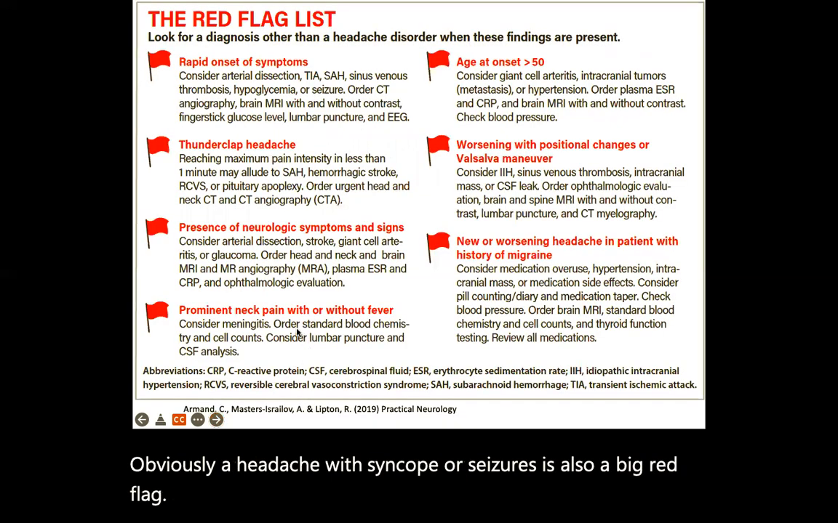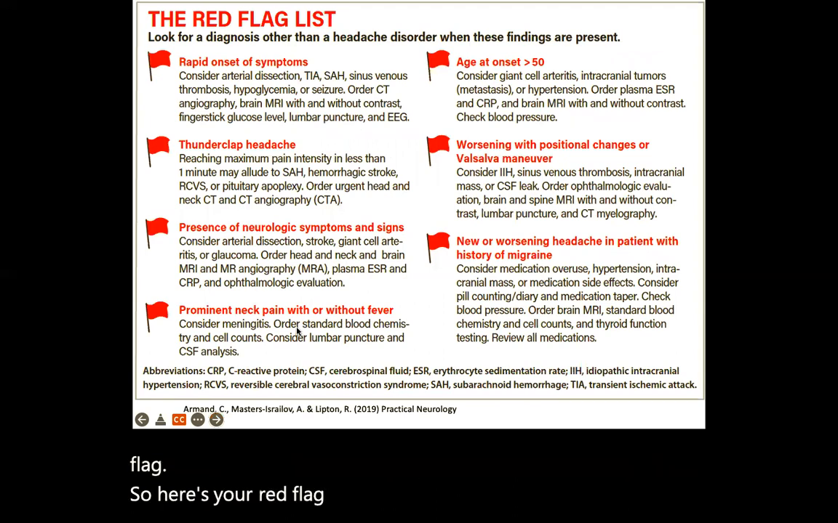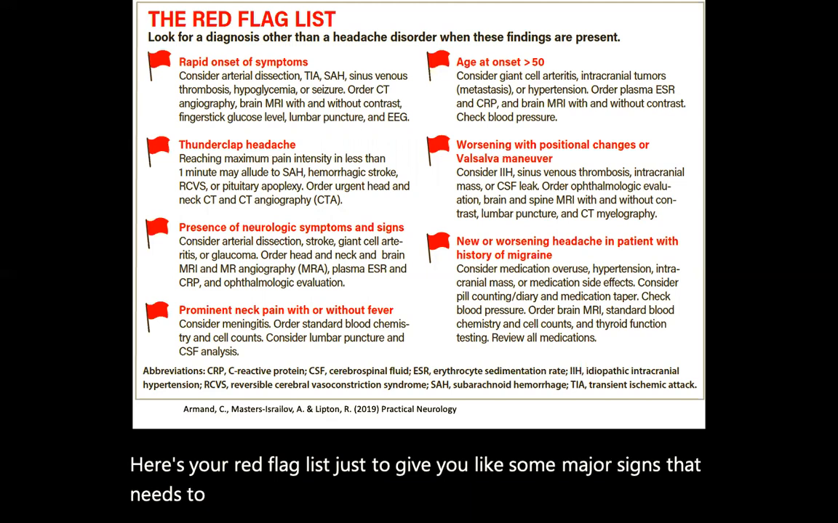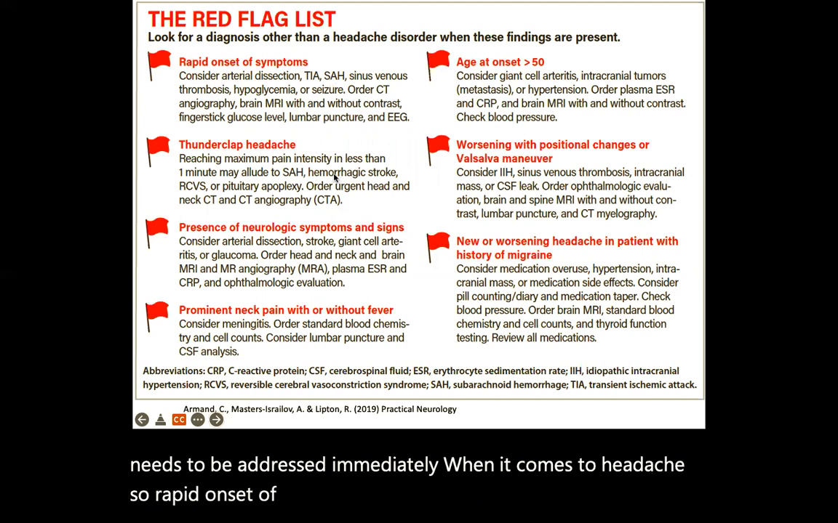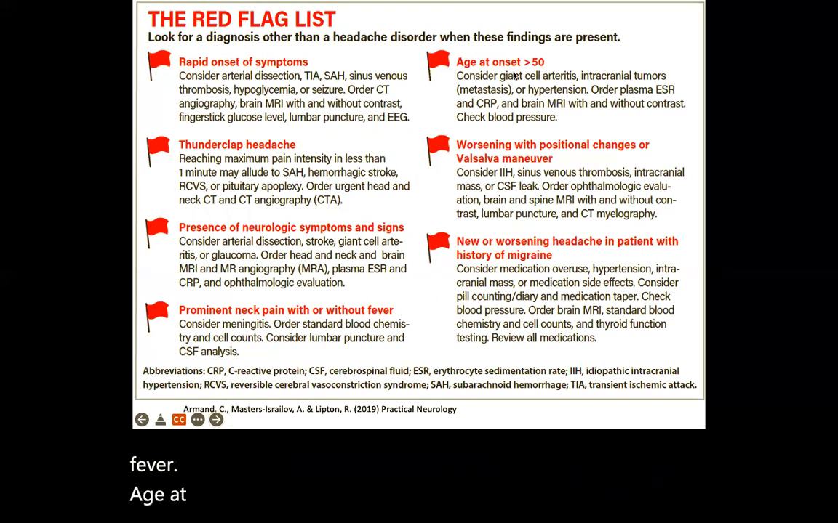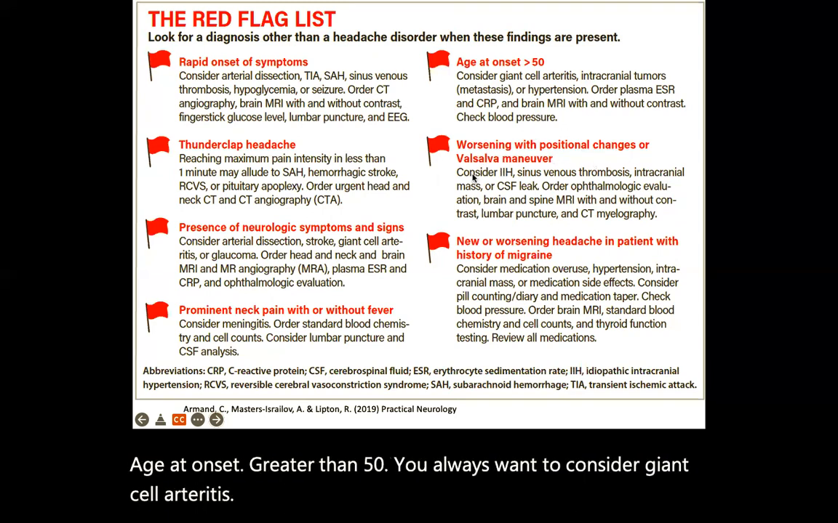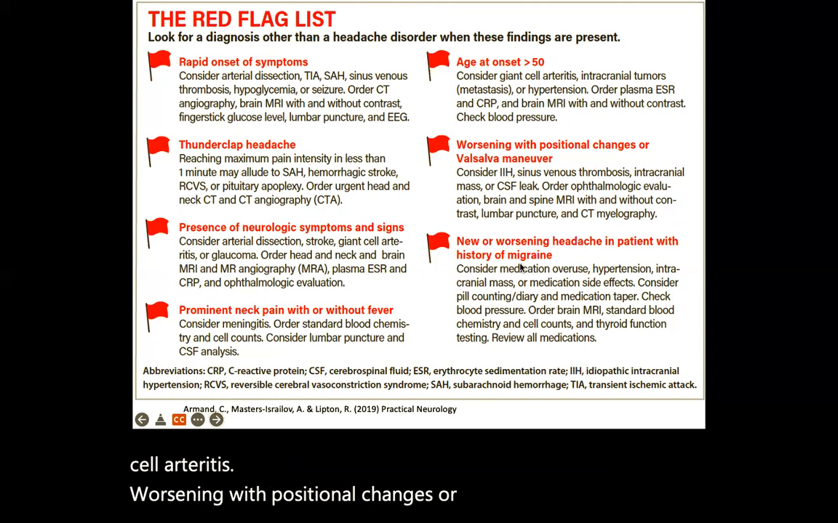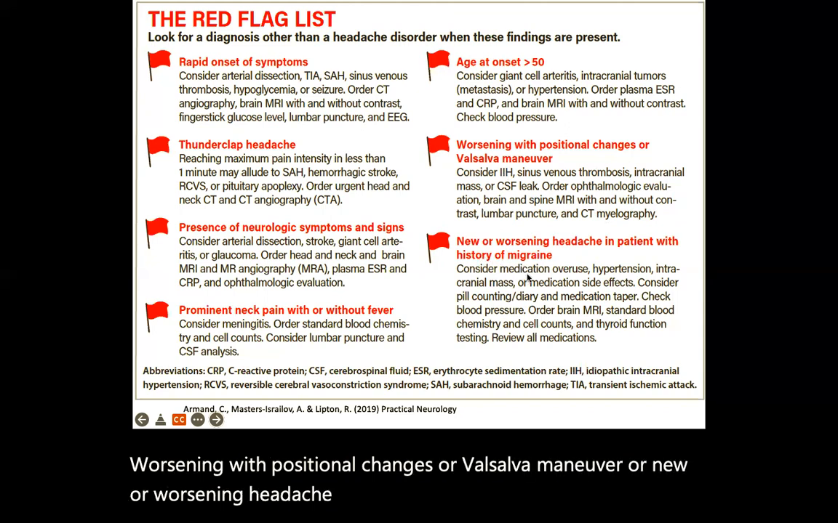So here's your red flag list, just to give you some major signs that need to be addressed immediately when it comes to headaches. Rapid onset of symptoms, thunderclap headache, presence of neurological symptoms, prominent neck pain with or without fever, age at onset greater than 50, you always want to consider giant cell arteritis, worsening with positional changes or Valsalva maneuver, or new or worsening headache in patients with history of migraines. All right, these are all red flags.